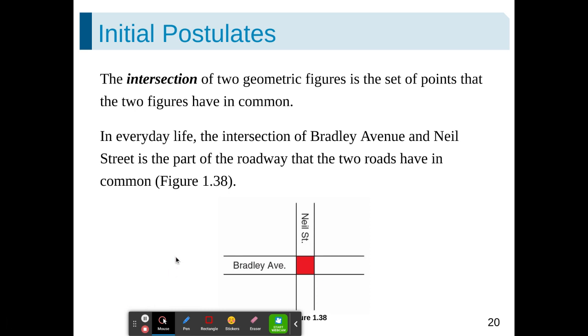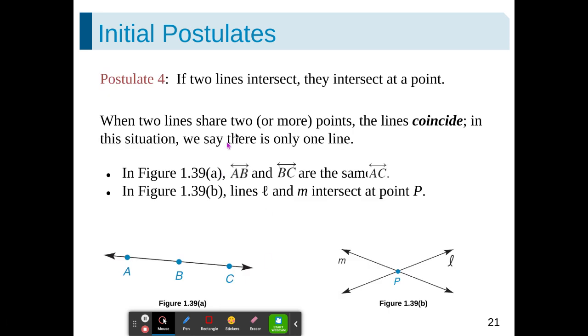Intersections. Intersection is pretty straightforward. That's where we have two lines that intersect at one point. If two lines intersect, they intersect at a point. We also can say that they coincide, so those lines coincide at that particular point. And we've got some examples there that we can take a look at.